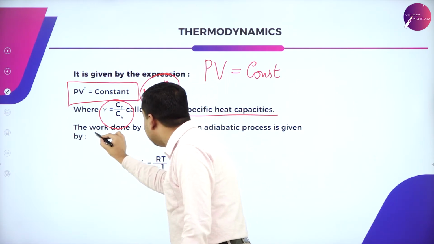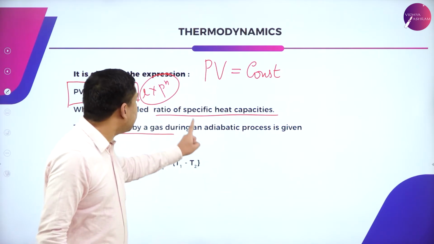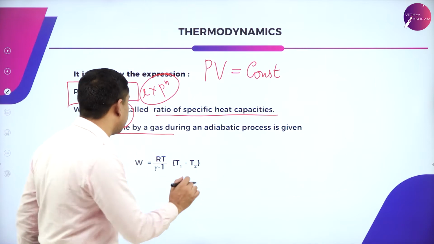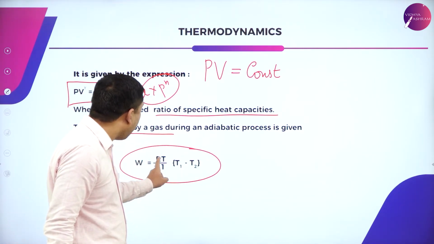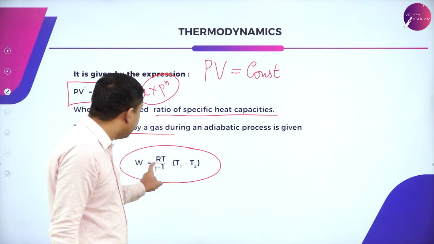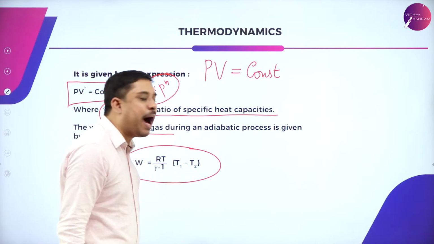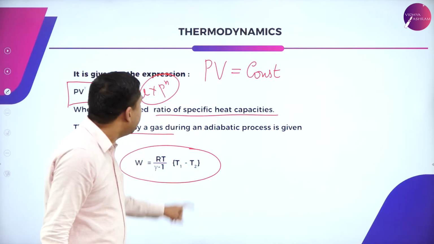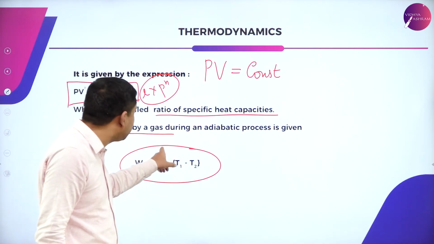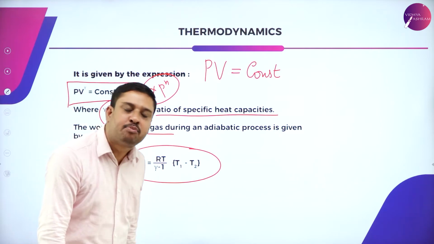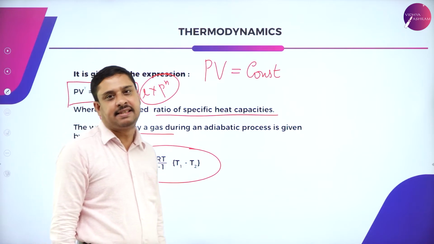Now, the work done by a gas during an adiabatic process is given by W equals RT divided by gamma minus 1 into T1 minus T2. Again, what is R? Universal gas constant. T, absolute temperature. Gamma, Cp by Cv.